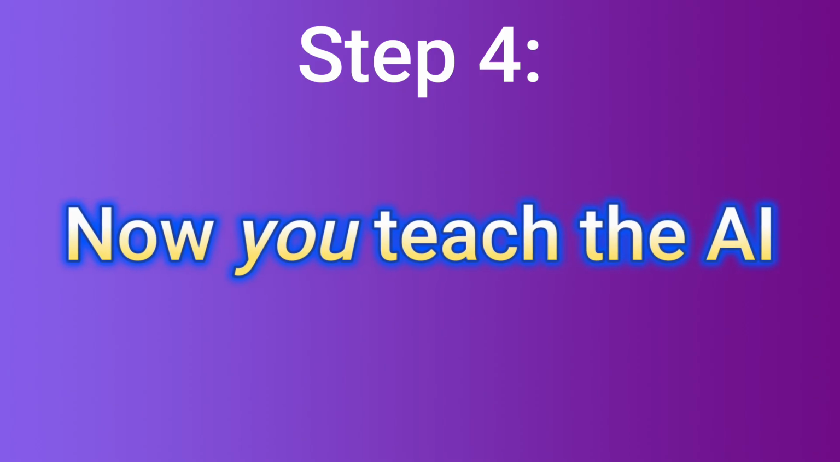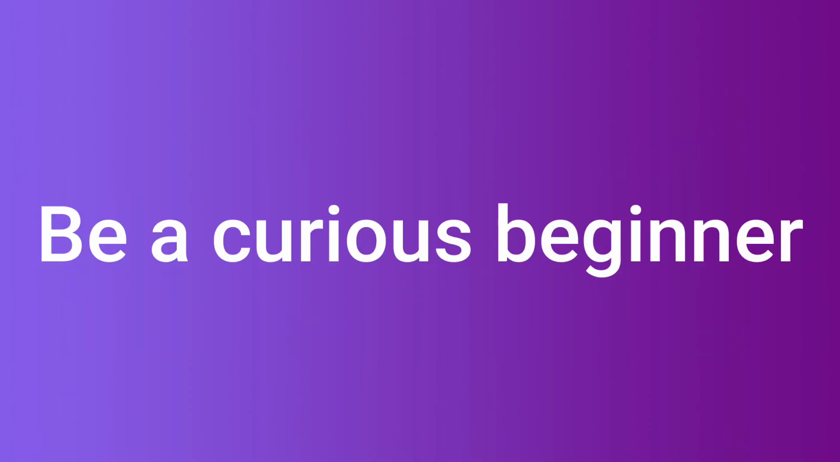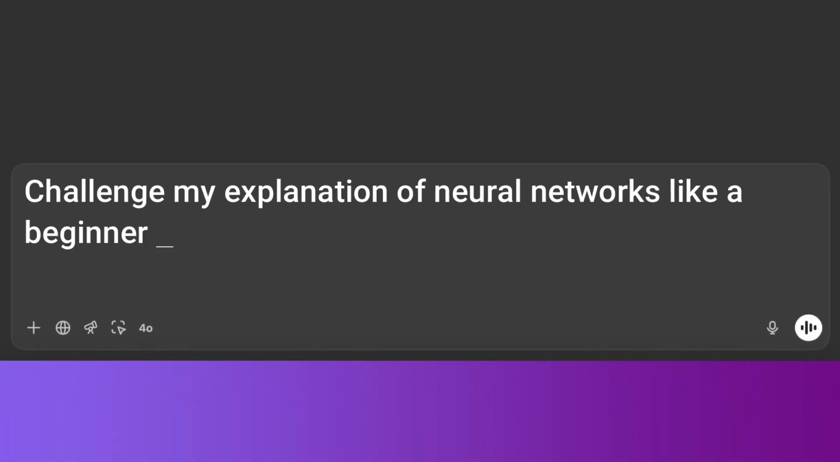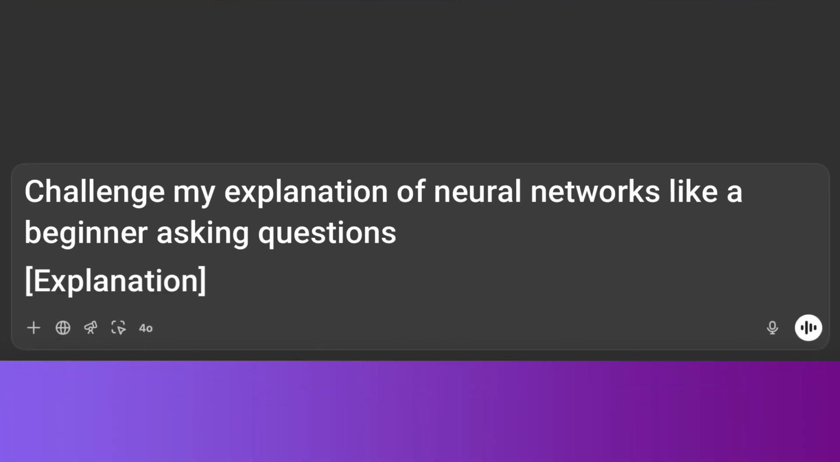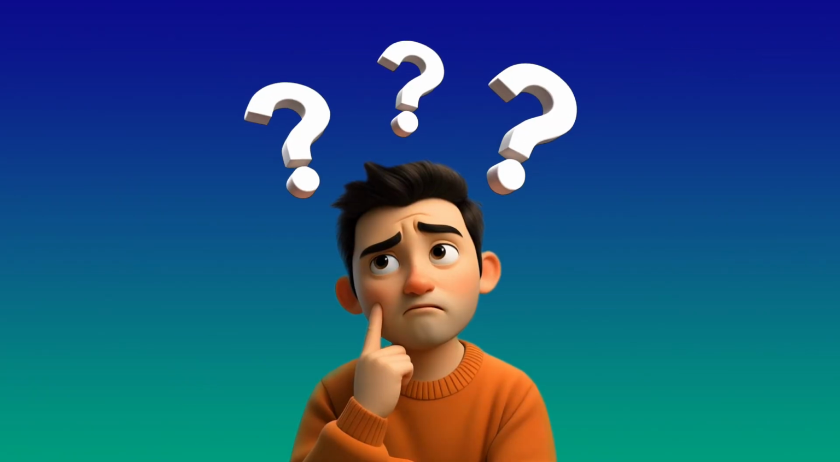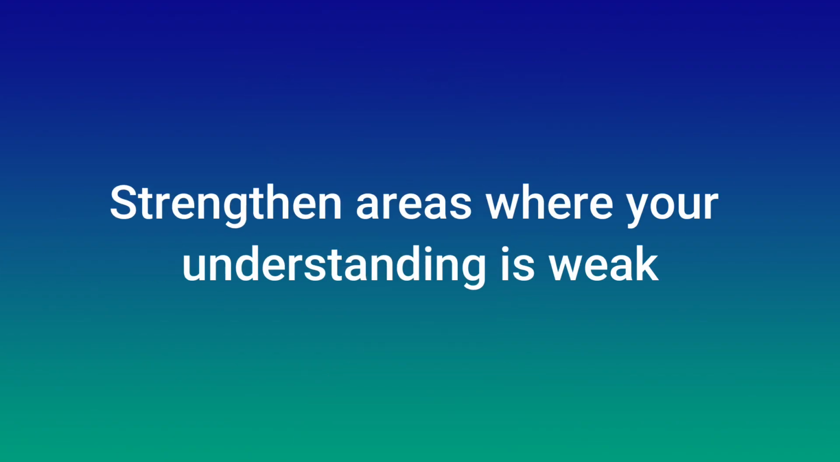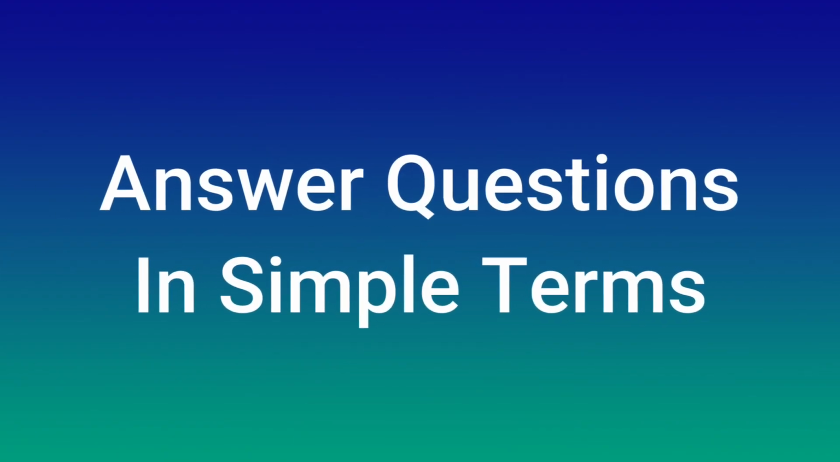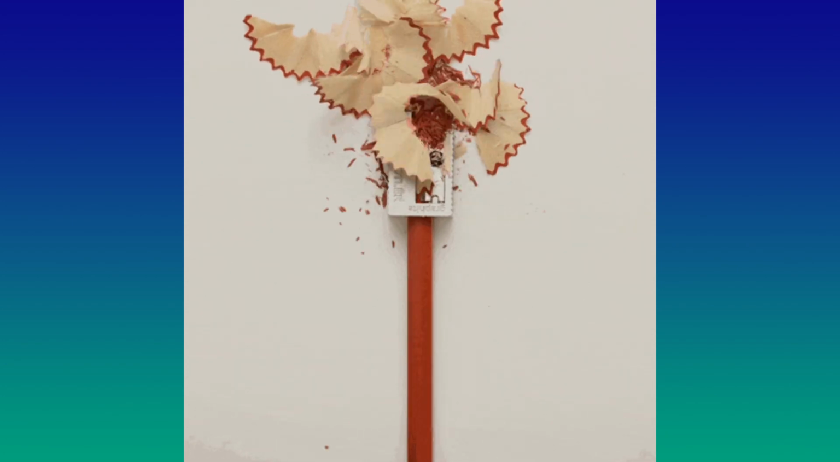Step 4 is the fun part. Now you teach the AI. You can ask it to pretend to be a curious beginner and poke holes in your explanation. Prompt it to "challenge my explanation of neural networks like a beginner asking questions," and paste in your explanation. AI will find flaws, missing steps, or unclear logic. It will ask questions that force you to strengthen areas where your understanding is weak and challenge your ability to answer the questions in simple terms. Each round makes your mental model sharper.